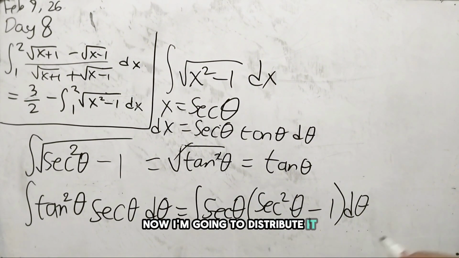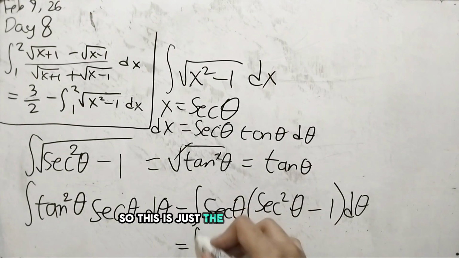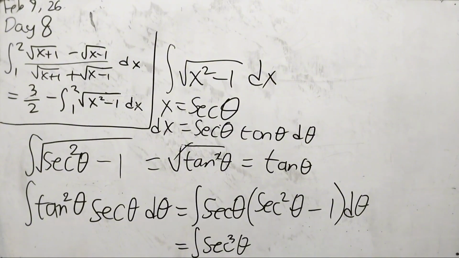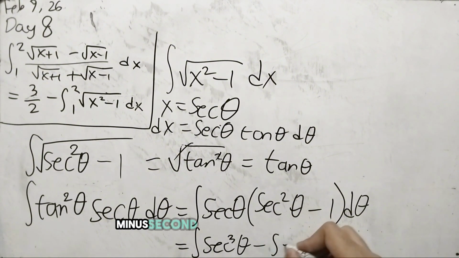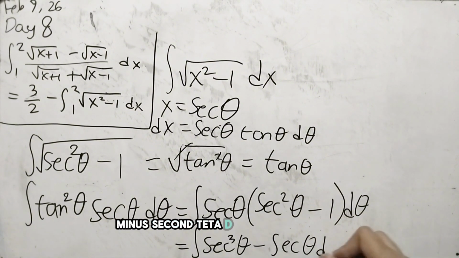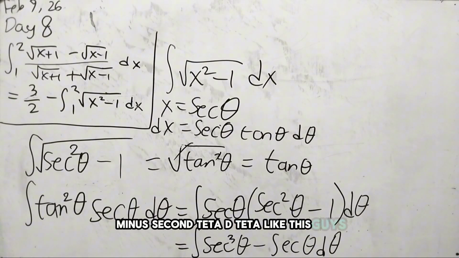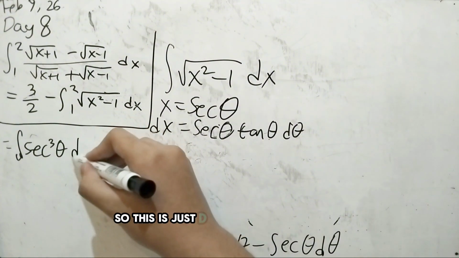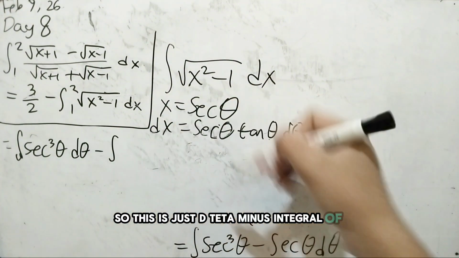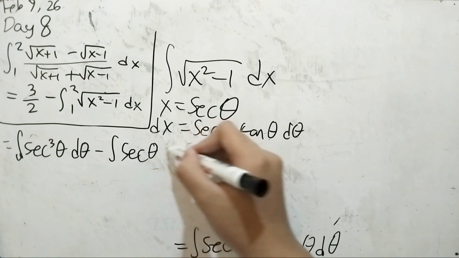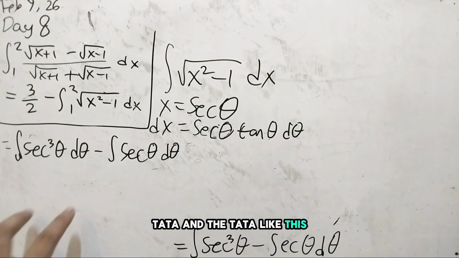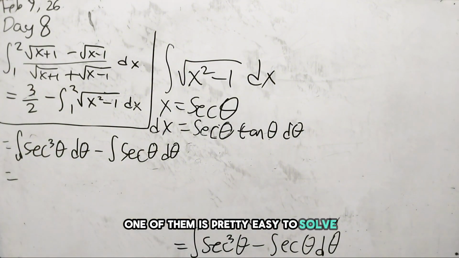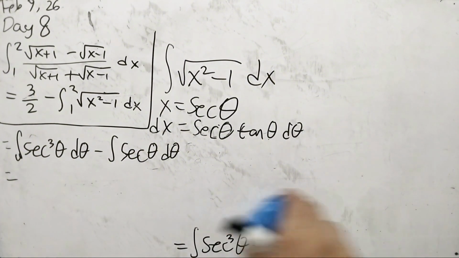Now I'm going to distribute it. So this is just the integral of secant cubed theta minus secant theta d theta, like this, guys. Now I'm going to separate these integrals because this is a minus sign, so this is just the integral of secant cubed theta d theta minus the integral of secant theta d theta, like this. So now we have two separate integrals. One of them is pretty easy to solve, the other one is quite hard.